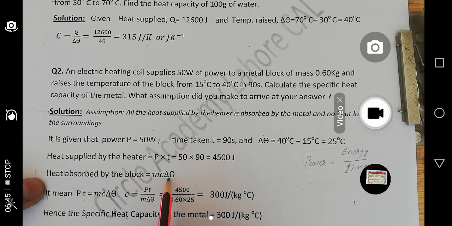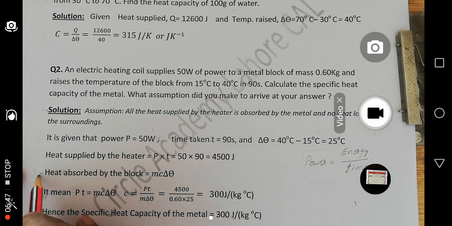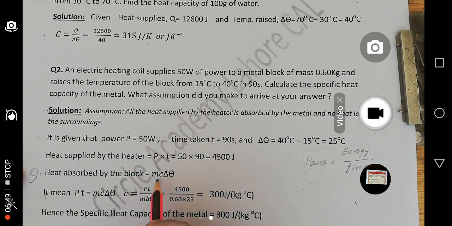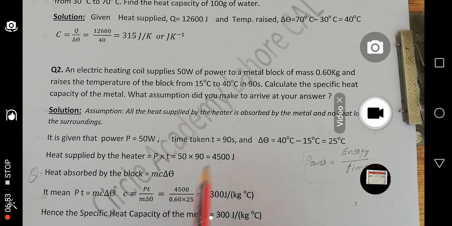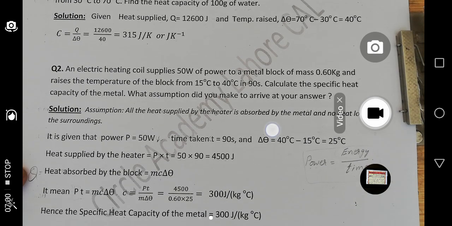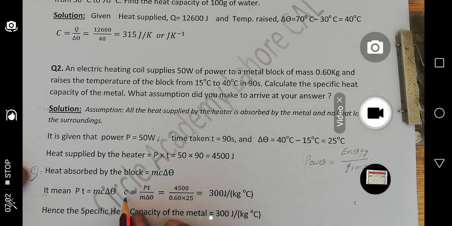Now the heat absorbed by the block is basically equal to mc delta theta, because here Q is equal to mc delta theta. Now that Q is calculated here as 4500. So I am going to use this formula, PT is equal to mc delta theta. With the help of this formula we can find out c is equal to PT over m delta theta.